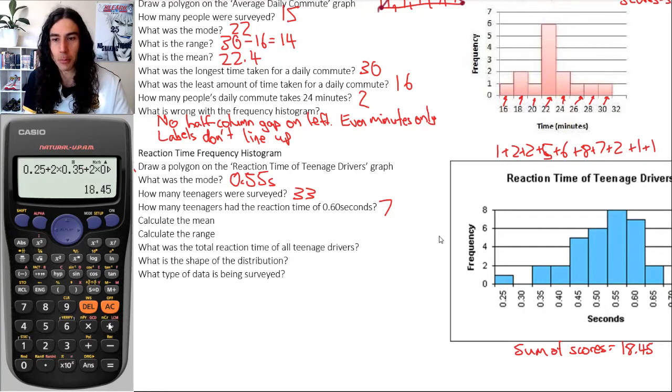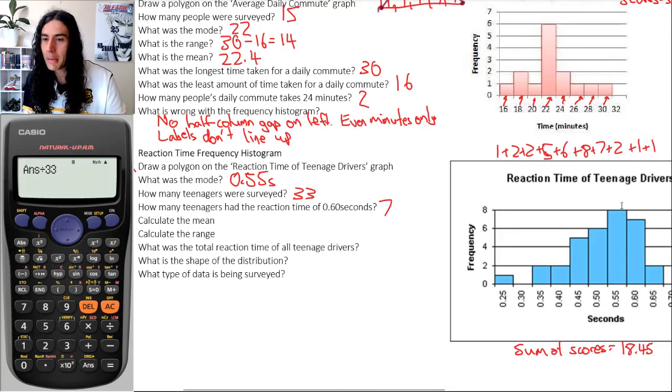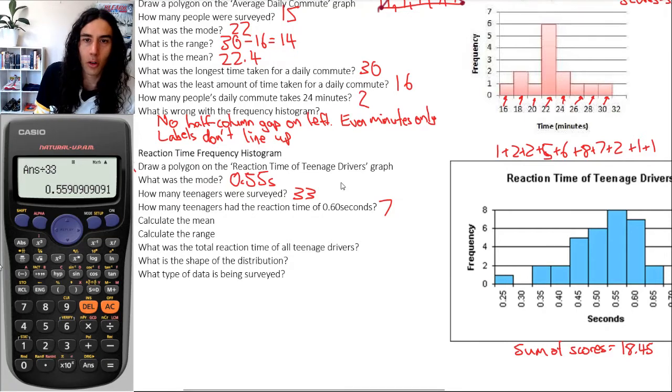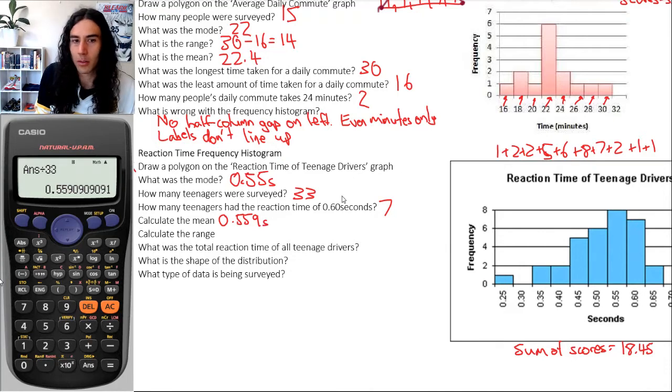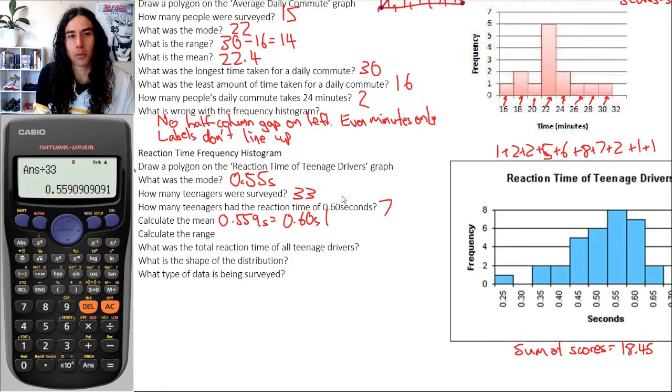Happy with that. And then we divide by the number of scores, and we said there are 33 of them. And we're expecting the median's going to be somewhere in this area. Somewhere from 0.5 to 0.6. Oh, right in the middle. 0.559 seconds. Why don't we just make that 0.56? Woof. Is that a 9? That says I've got to round up. But no.